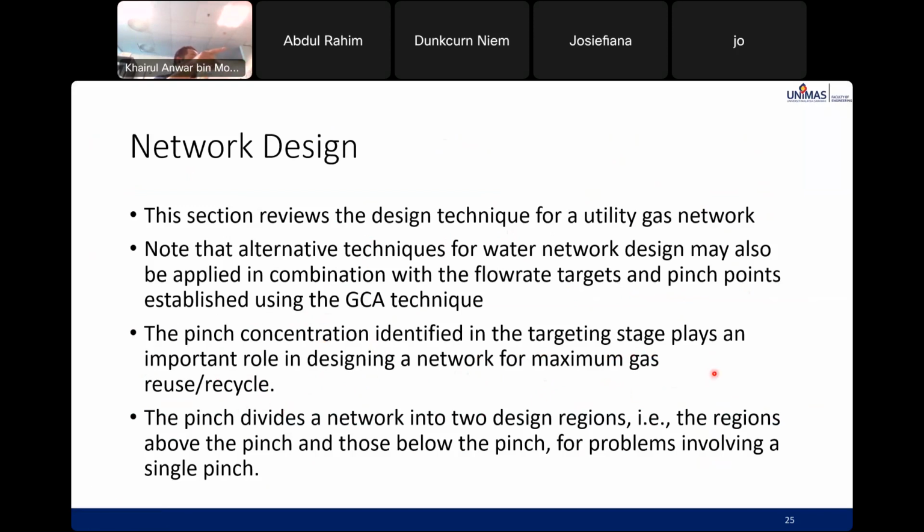So what we have done so far is to target or to identify the pinch point. And the pinch divides the network into two design regions: the region above the pinch and those below the pinch, for problems involving a single pinch. Later on, we will have multiple pinch, just to show you multiple pinch.